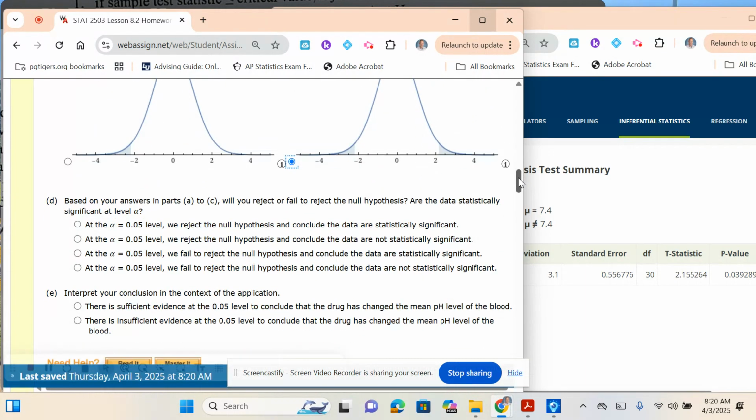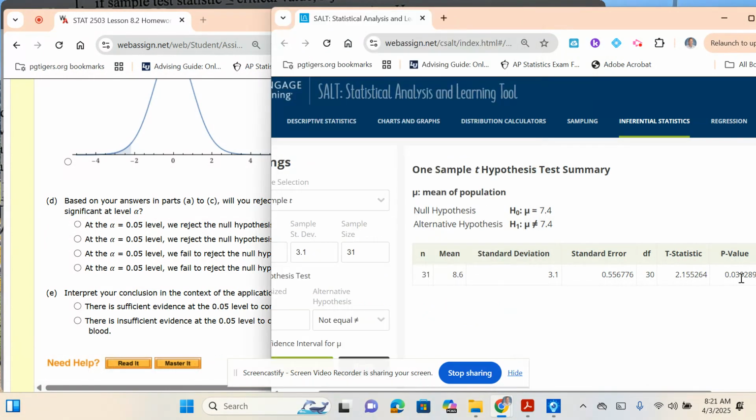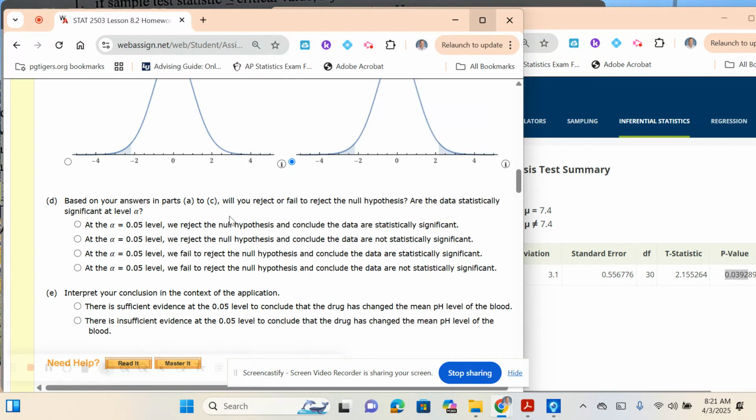Now, the question is, let's compare our p-value to alpha. Our p-value is 0.039, our alpha is 0.05. Is 0.039 less than 0.05 or greater than 0.05? It's less than, right? When p is low, reject the Ho. So since this is lower than that, we reject the Ho. And when you reject the Ho, you're concluding it's statistically significant.